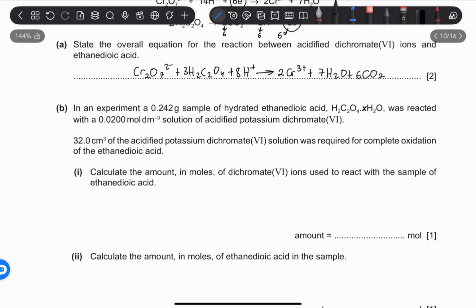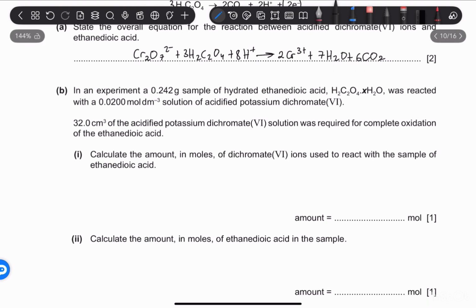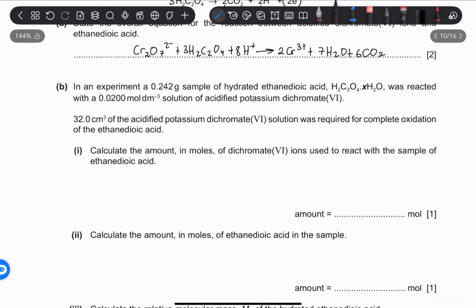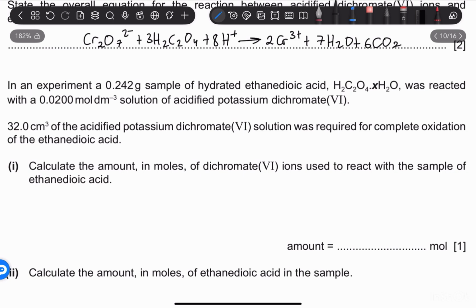So the B part states that in an experiment, a 0.242 g sample of hydrated ethane dioic acid was reacted with a 0.0200 mol dm-3 solution of acidified potassium dichromate. 32 cm3 of the acidified potassium dichromate solution was required for complete oxidation of the ethane dioic acid. Calculate the amount in moles of dichromate ions used to react with the sample of ethane dioic acid.